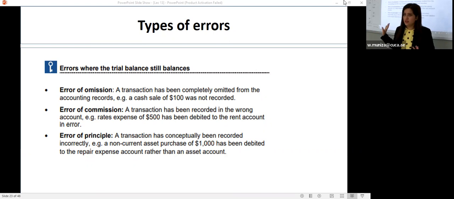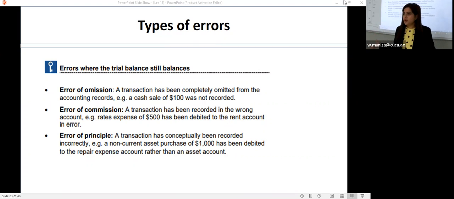That is error of omission. Omission means an entry being omitted completely. Say, for example, we have purchased something from the payables, debit purchases, credit payables. We have not recorded this accounting entry at all in our records. We have omitted this accounting entry. This is error of omission.